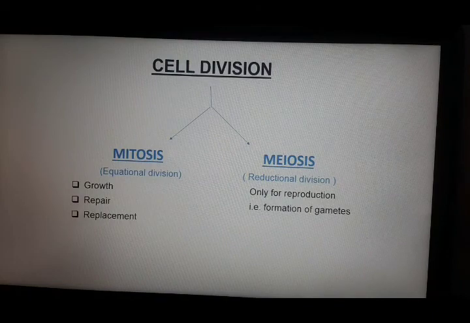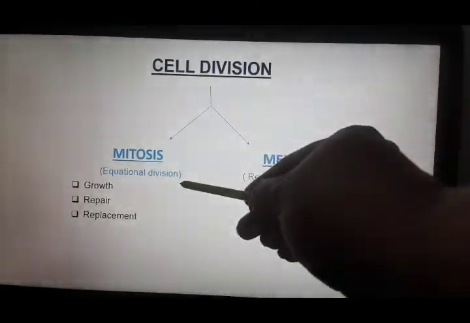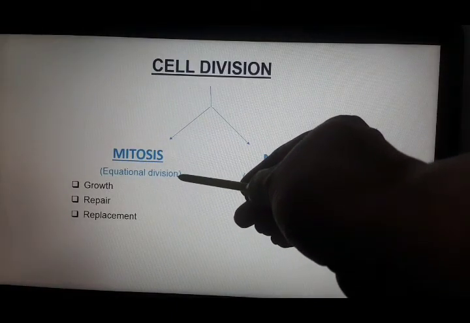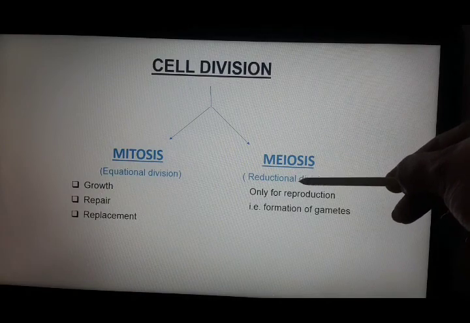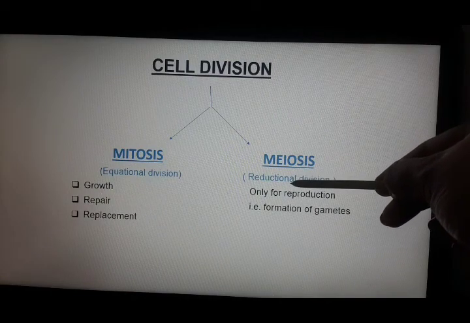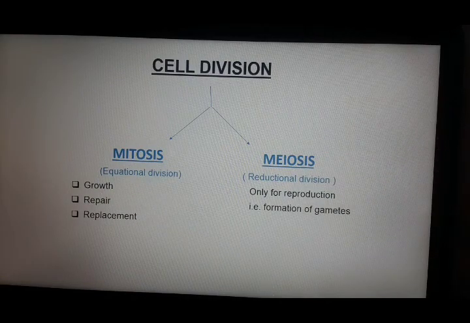I hope you understand by this time that cell division is the division of a parental cell into 2 or more daughter cells. It includes mitosis and meiosis. Mitosis is equational. Maintenance of chromosome number is involved here. Meiosis is reductional. That means the chromosome number is reduced to half. I'm proceeding further.